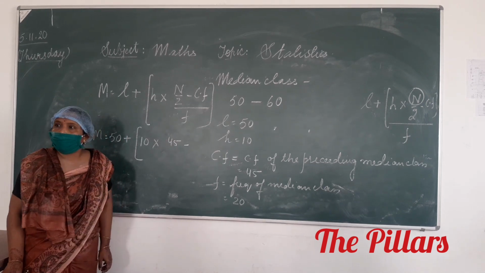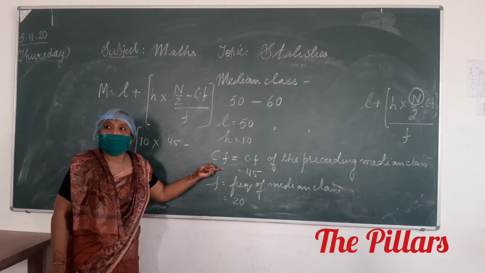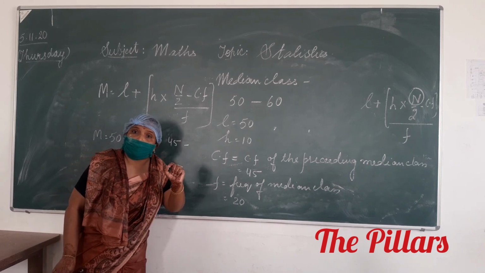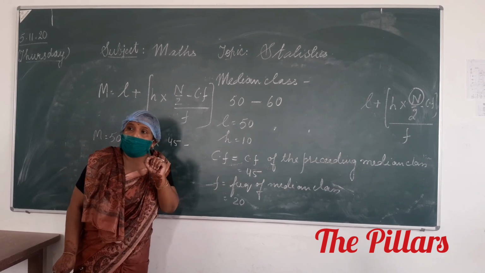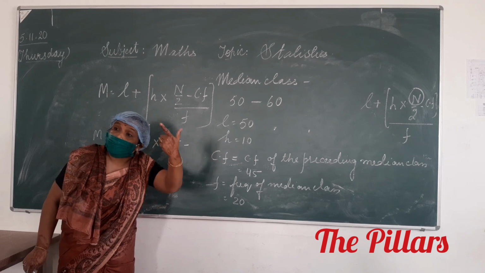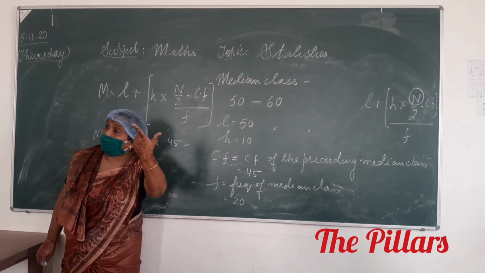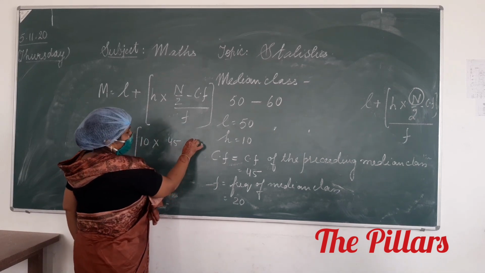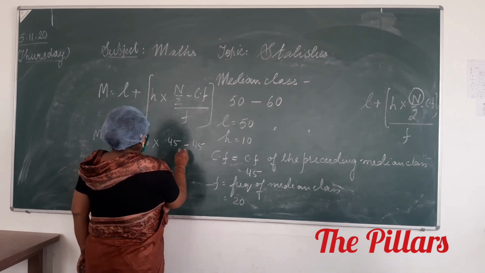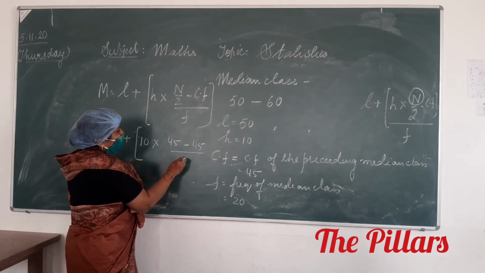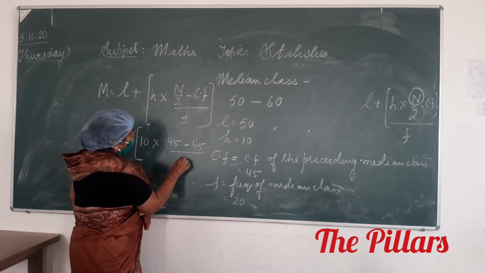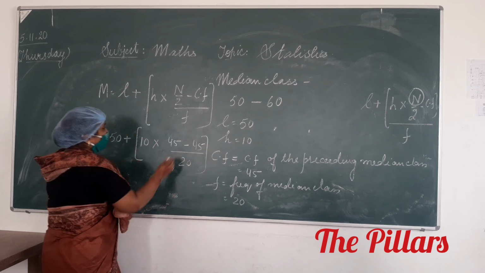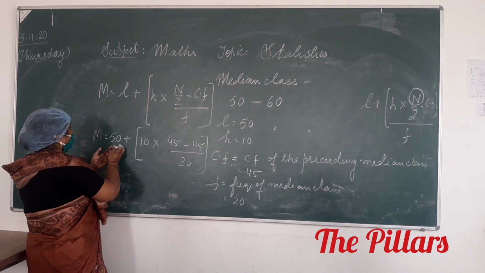Yes, ma'am. Okay. And what is CF? 45. And how will you select the CF? Cumulative frequency of the preceding class, the class above the median class. Okay. How much is that? 45. Again 45, so 45 minus 45 is 0 by 2. And what is our f? This is 20. So this whole will become 0. Yes, ma'am. What is the answer? 50.